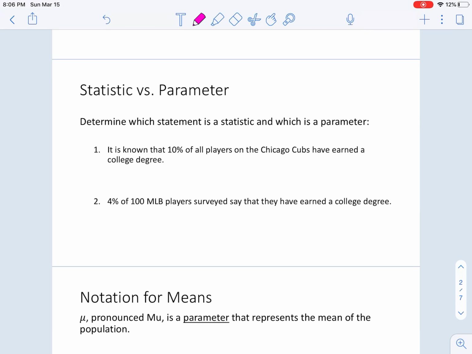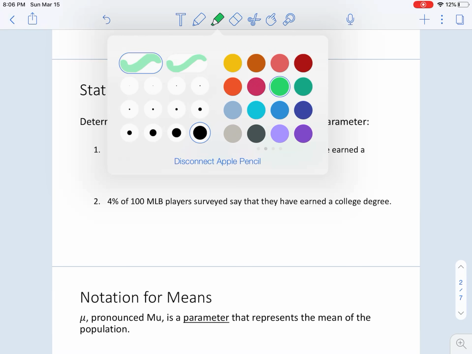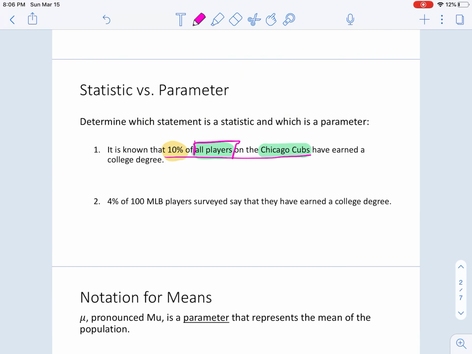So, for number 1, it says, it is known that 10% of all players on the Chicago Cubs have a college degree. So, here's the key word here. All players. Keywords. All players on the Chicago Cubs. So, we're describing all of the Cubs. That's a population. The population is Chicago Cubs players. So, this 10% that we know of Cubs players is describing the entire population of Cubs players. So that makes it a parameter because it describes the entire population that we're dealing with.